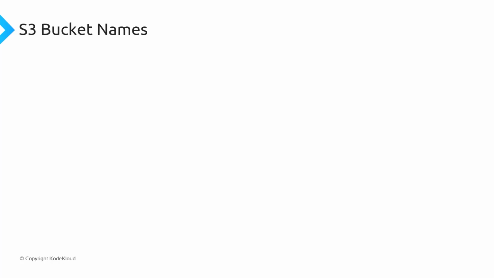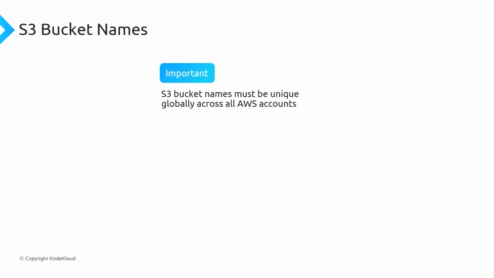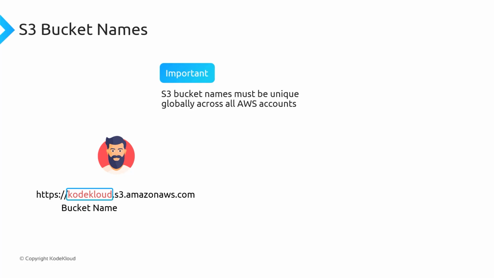Now, when you create a bucket, you're going to have to give the bucket a name, and that name has to be unique globally across all AWS accounts. So what that means is that if a user in account 1 creates a bucket called KodeKloud, the name of the bucket actually gets embedded in a unique URL that's associated with your bucket. So anytime you want to associate files within this bucket, it's going to use this URL, and the name is embedded inside of it.